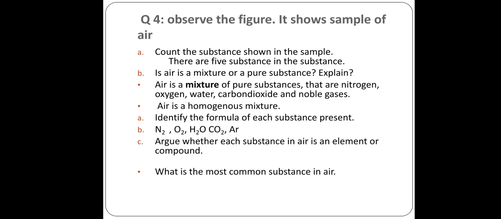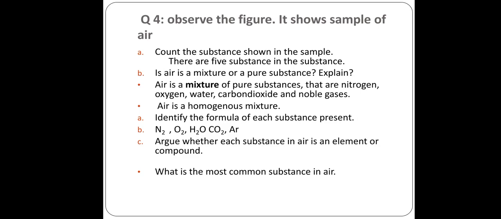This has all been done earlier about the number of particles. The particles in the picture have different shapes. One certain shape would be considered as one type of substance. So for question number 4, part A, count the substances shown in the sample. A certain shape would provide you a single substance. So there are almost 5 substances in the sample.